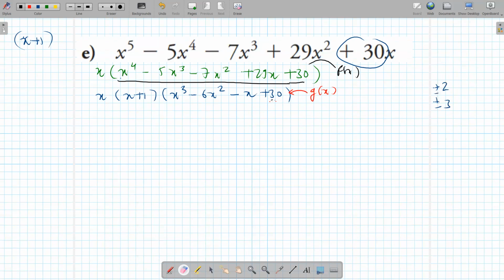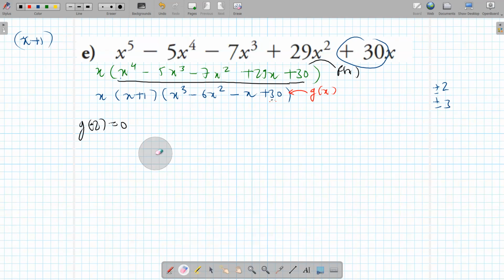We can start by checking with a 2. So we're going to check for g of 2. And again, I'm going to do it on a calculator. So 2 cubed minus 6 times 4 minus 2 plus 30 gives me a 12. 2 is out. What about minus 2? Minus 2 cubed minus 6 times 4 plus 2 plus 30. Minus 2 is good. Okay, I plugged minus 2 as x in g, and that gave me a 0.